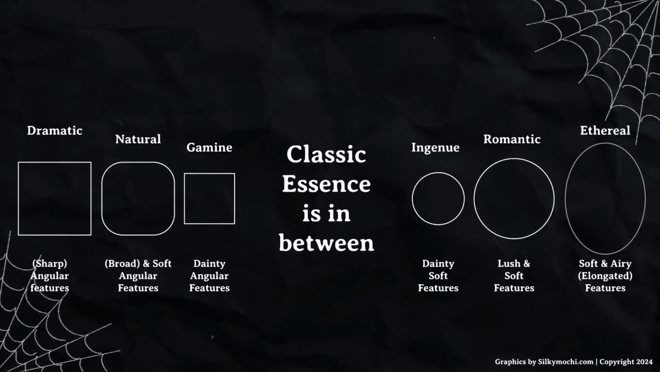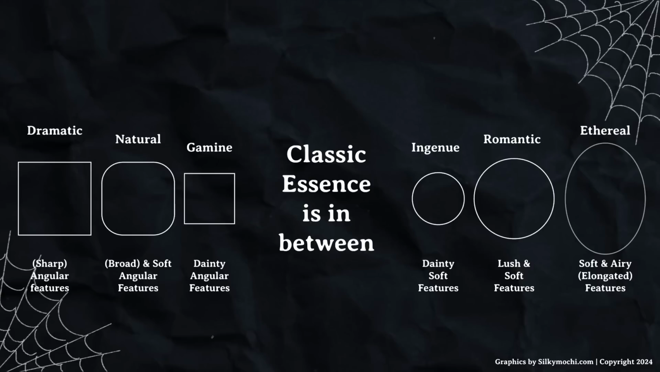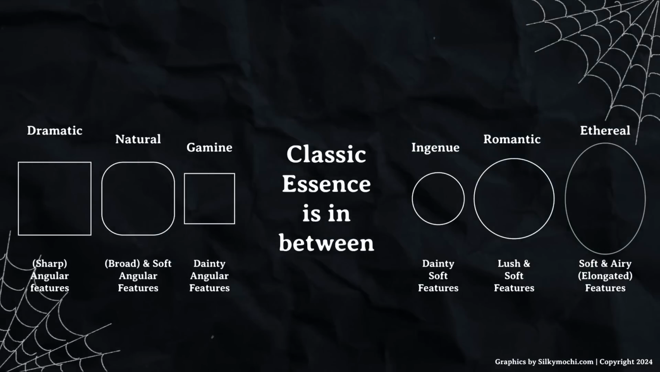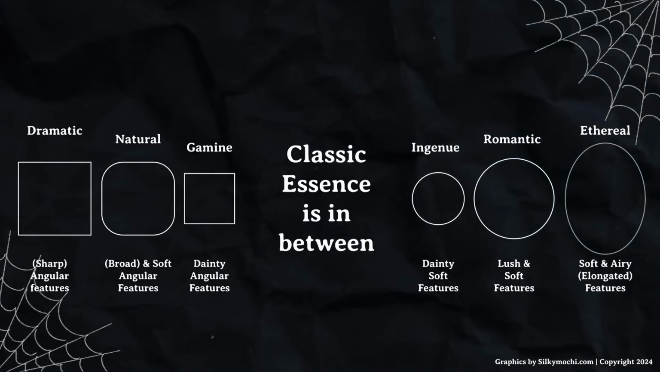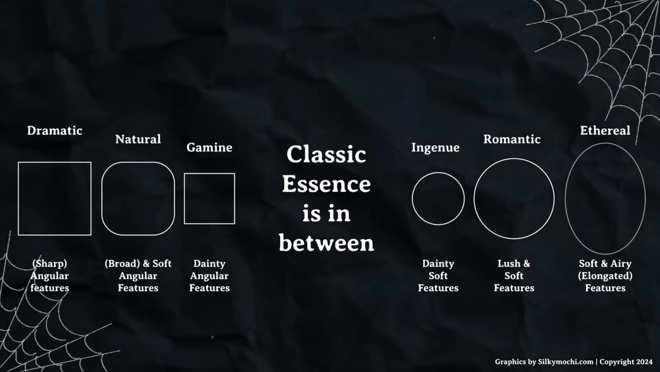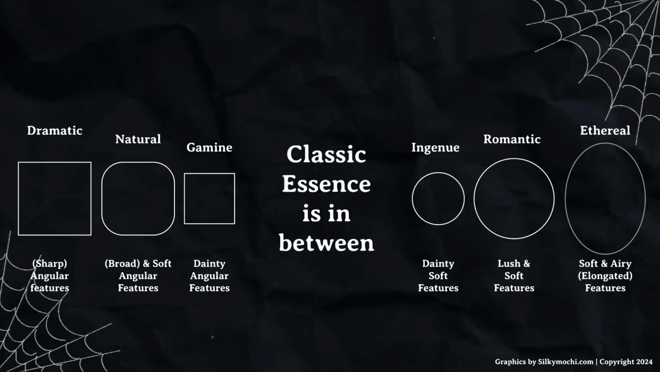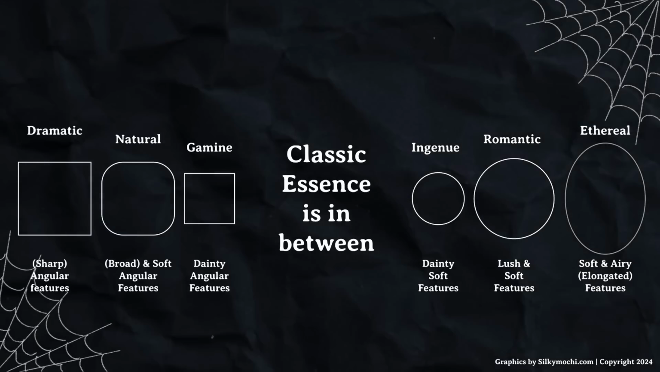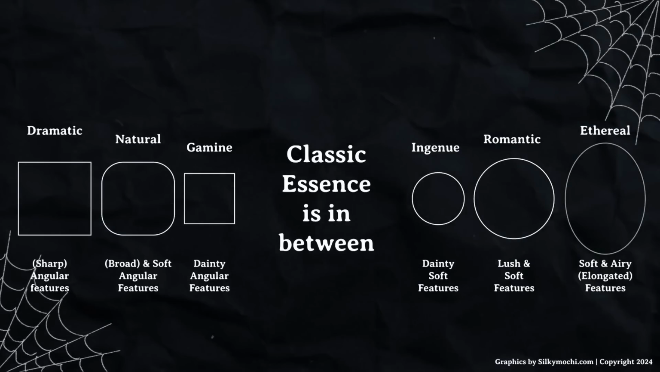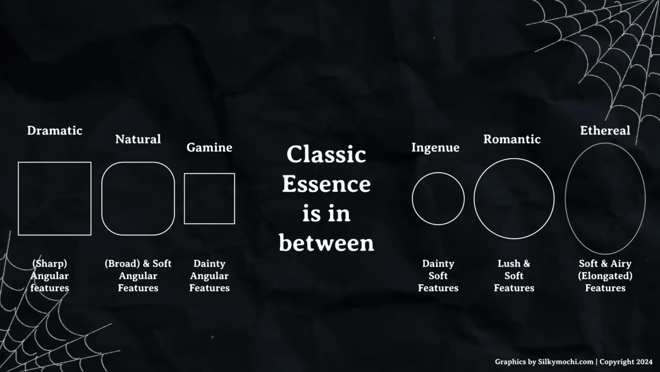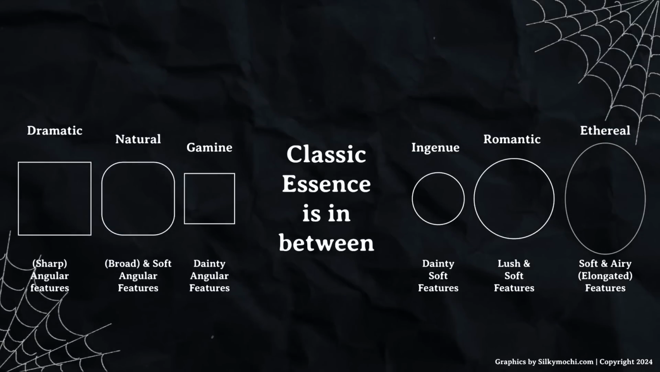Romantic is going to have soft features as well. It's going to be very rounded. They're identified by their lush and round lips. And ethereal is also soft, but they're going to have a bit of elongated features. They are often associated with otherworldly features, but not in a bad way. It's almost extraterrestrial. They're also on the opposite spectrum of dramatic, where they have airy features, whereas dramatic features are a little bit sharper and in your face.